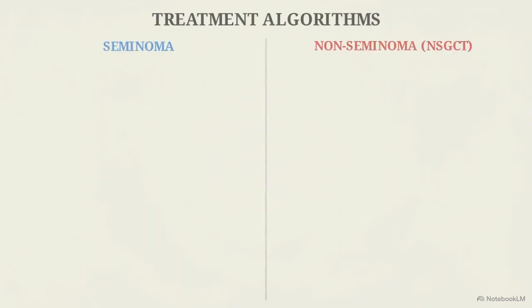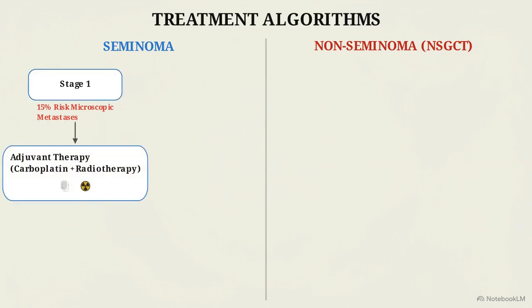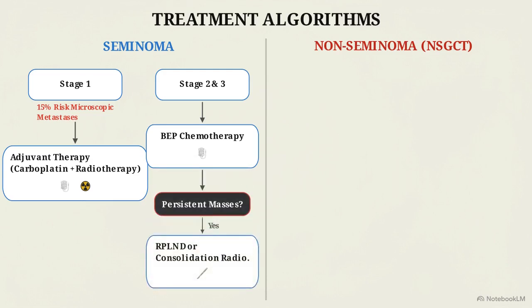This flowchart tracks updated treatment algorithms. For stage 1 seminoma, 15% harbor microscopic metastases, making simple observation risky. The new standard is active adjuvant therapy: 1 cycle of carboplatin plus dogleg radiotherapy. For seminoma stages 2 and 3, the standard is BEP chemotherapy. Persistent masses require retroperitoneal lymph node dissection.